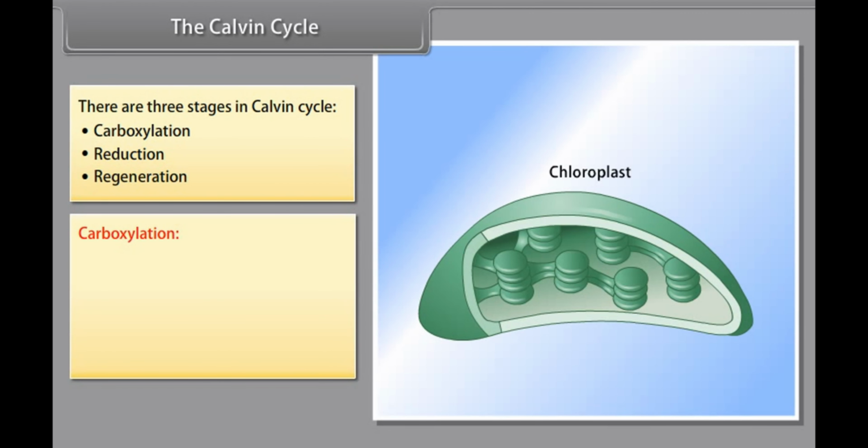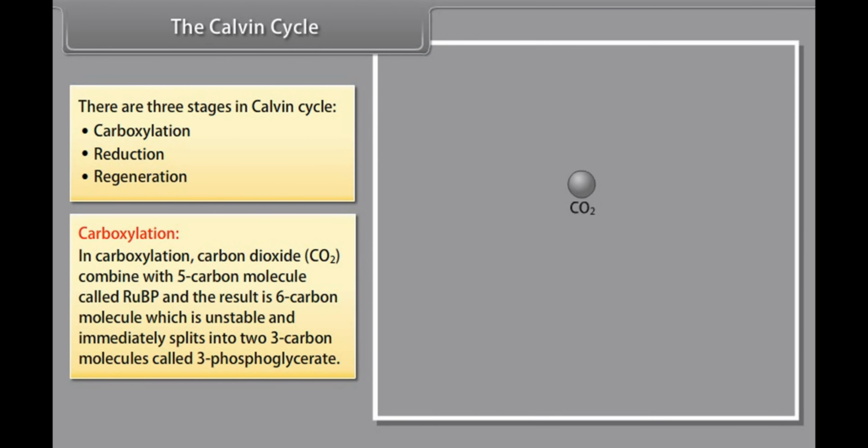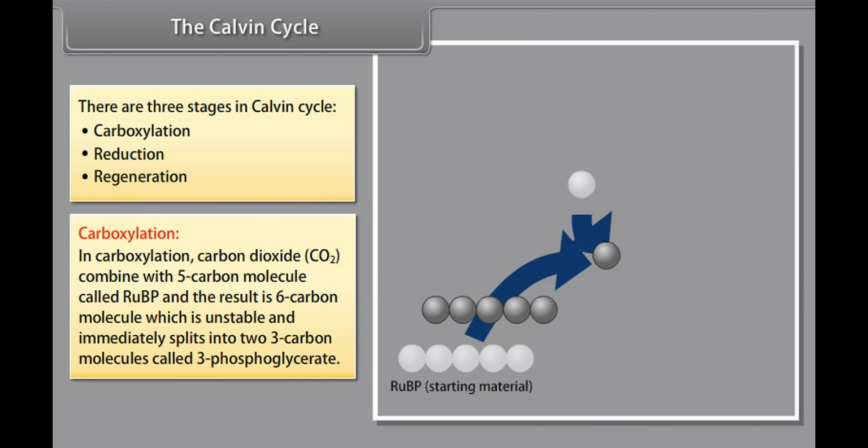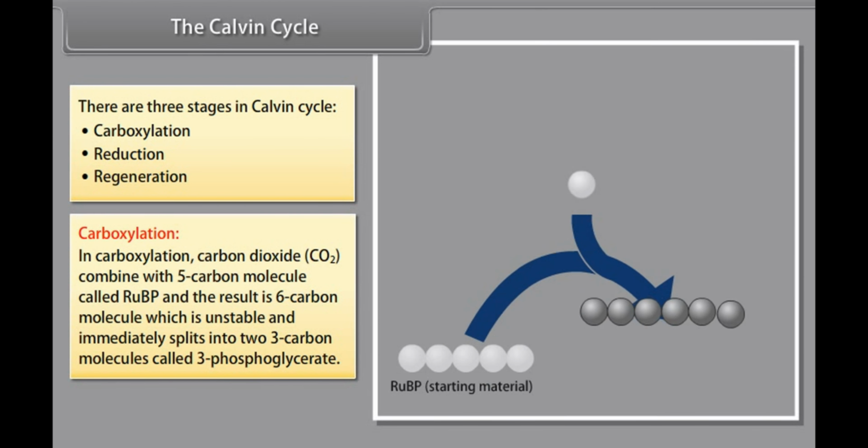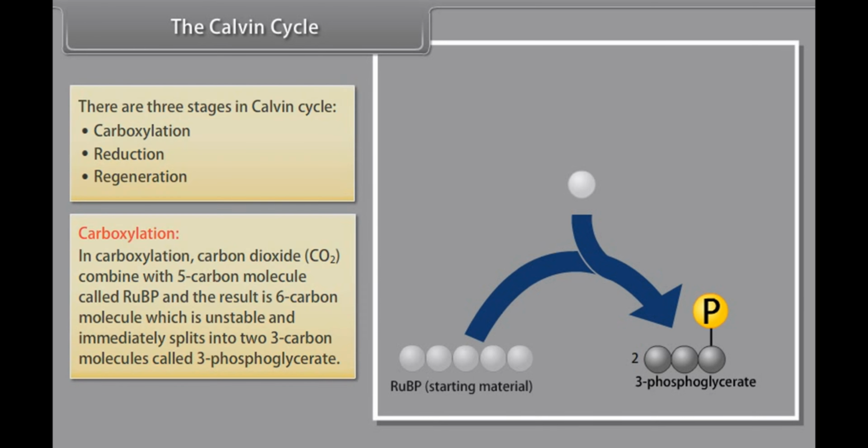The Calvin cycle. There are 3 stages in the Calvin cycle. They are carboxylation, reduction, and regeneration. Carboxylation. In carboxylation, carbon dioxide, CO2, combines with a 5 carbon molecule called RuBP, and the result is a 6 carbon molecule, which is unstable and immediately splits into 2 3-carbon molecules called 3-phosphoglycerate.